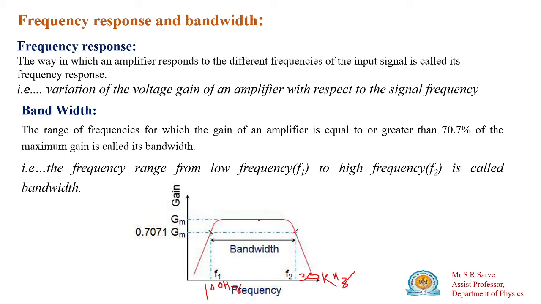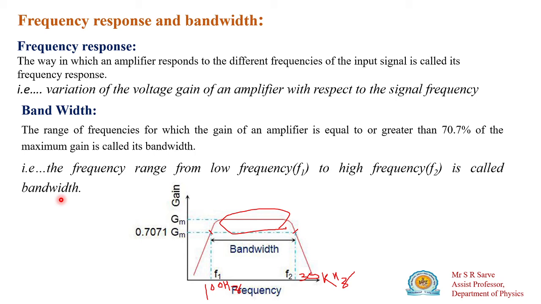So this frequency region is known as your bandwidth. Okay, so how will you say what bandwidth is? Bandwidth means the frequency range from the low cutoff frequency to the high cutoff frequency, that is known as the bandwidth.